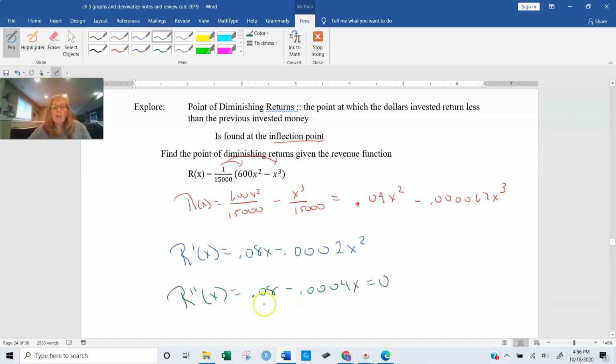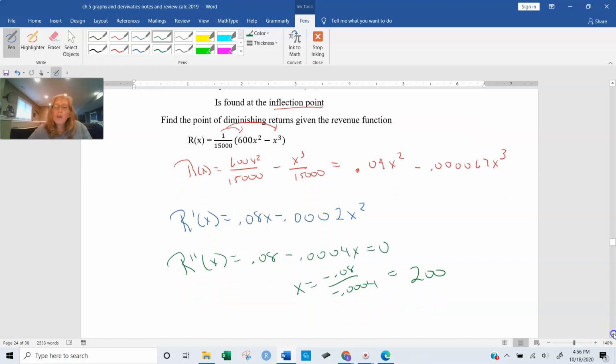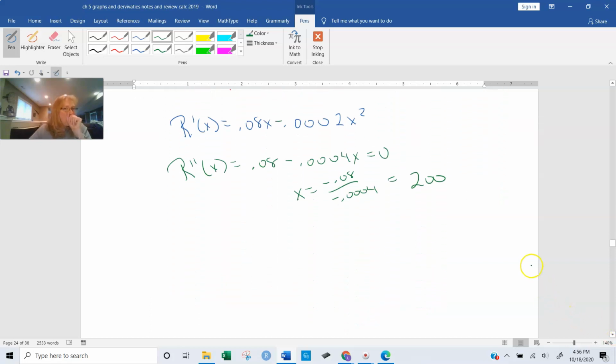Solve for x. So you're going to subtract your 0.08, divide by your negative 0.04. So you got x equals negative 0.08 divided by negative 0.0004. And when you type that in, that equals 200. So at 200, we're going to plug this into the original. So back into r of x. So we're going to do r of 200, your original. So you plug it into your revenue, and you get 11,066.67.